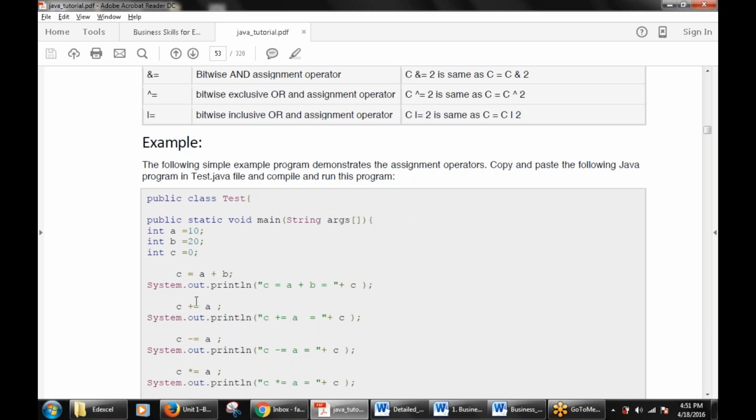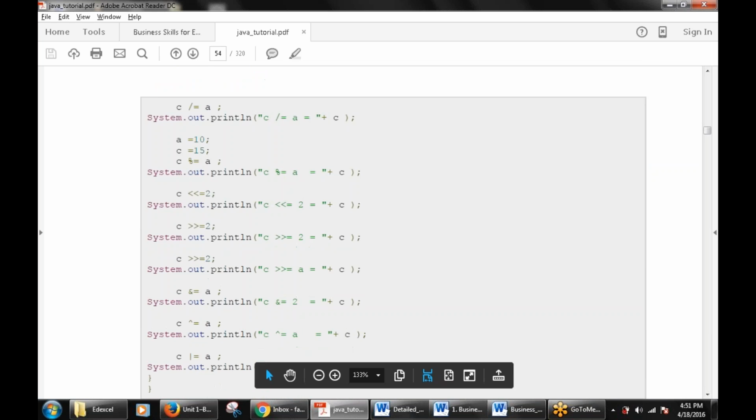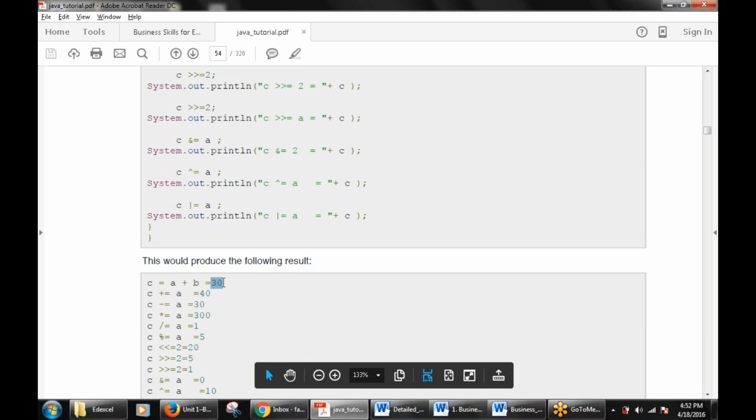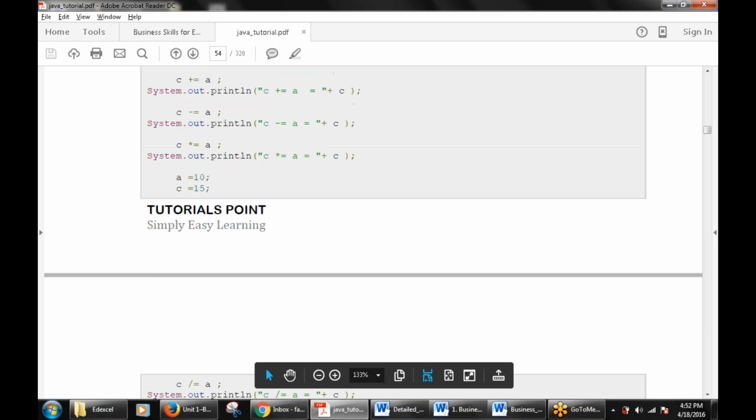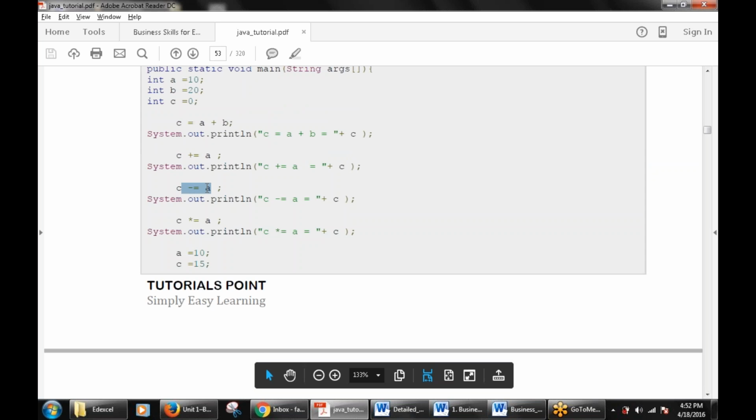So now the value of C is 0 and A has the value 10. 10 plus 0 is 10. These are the output, that is 30. Now C has the value 30. Next one is 30 plus 10 is 40. Next, C minus equals A.